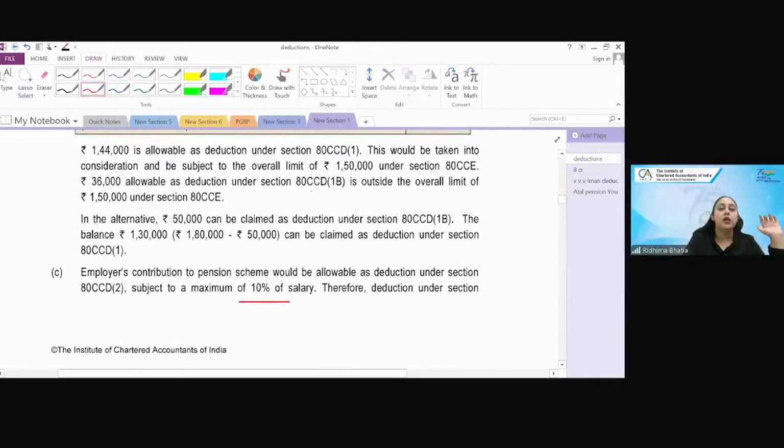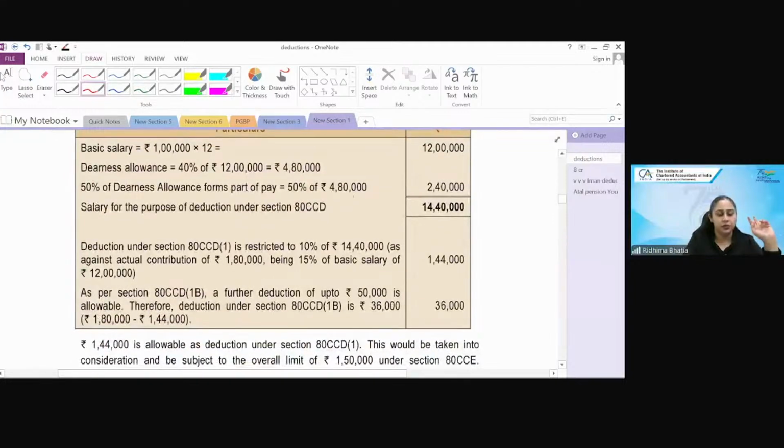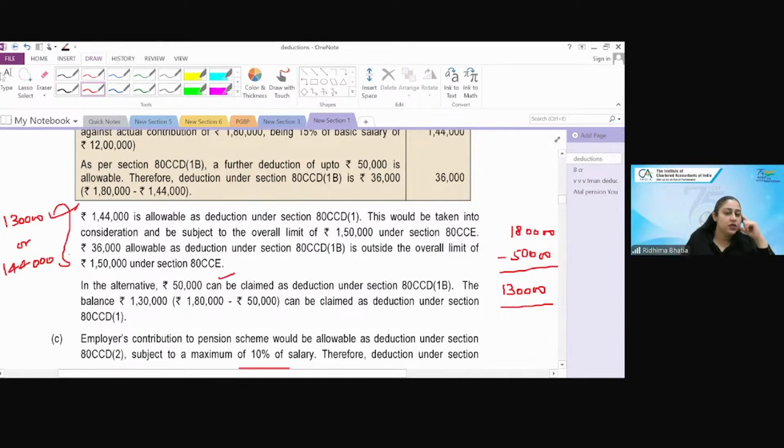Got it? Clear. Now we come to 80CCD subsection 1 and subsection 1B. First, I will quickly claim 50,000 rupees in subsection 1B. I am doing the alternate solution. 50,000 in 1B we quickly claimed. Now how much is left? My actual contribution was 1,80,000, right? Out of 1,80,000, 50,000 we have already claimed under 1B. How much actual contribution is left? 1,30,000. Now I will compare 1,30,000 with 10% of my salary, which is 1,44,000 again, which is higher. So 1,30,000 I will claim under subsection 1 and 50,000 I will claim under subsection 1B.